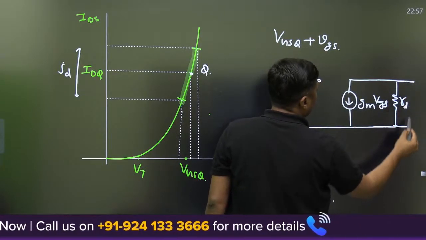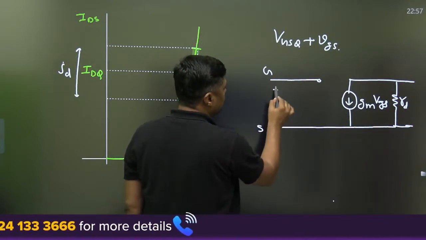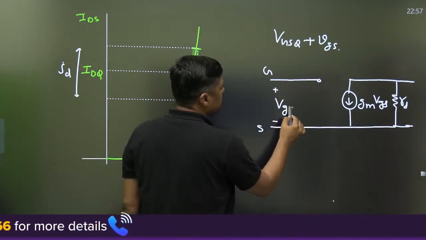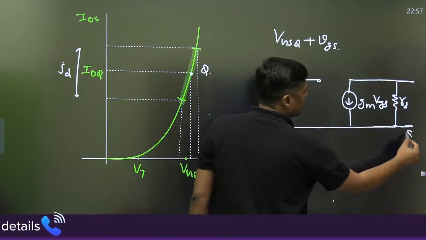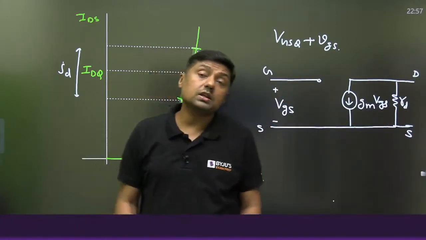This is called what? Small signal model. This is the G terminal, this is S, and this voltage is VGS. And that is the source terminal. This is the drain terminal.